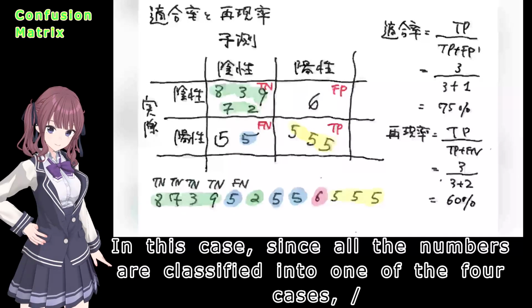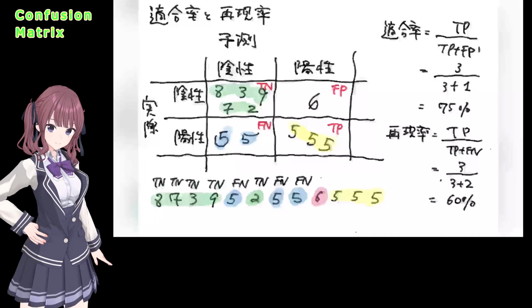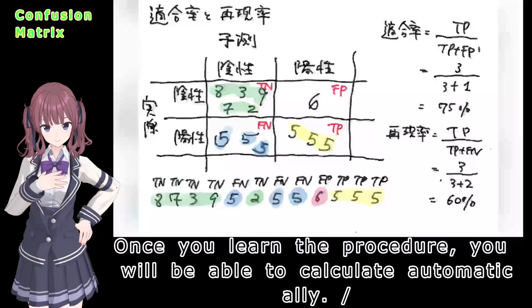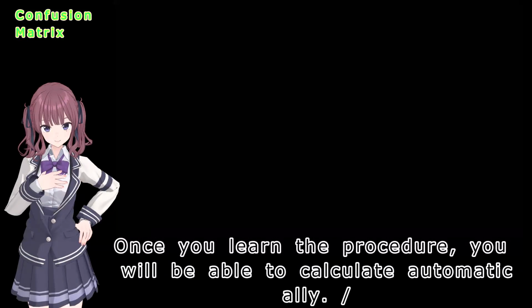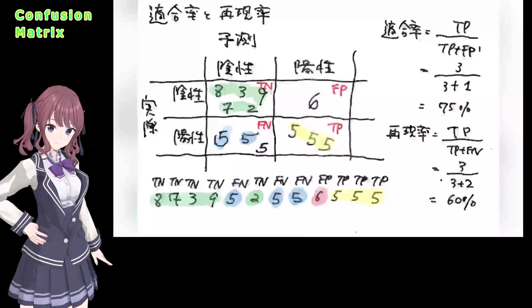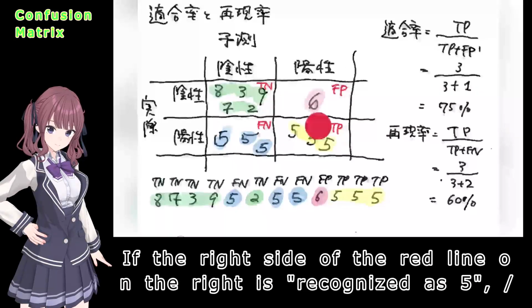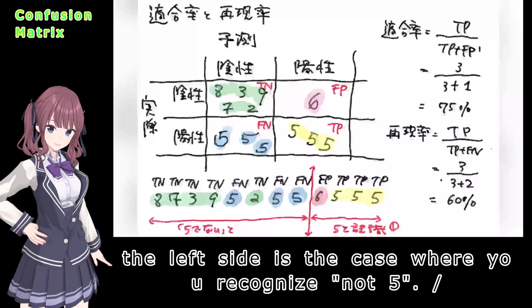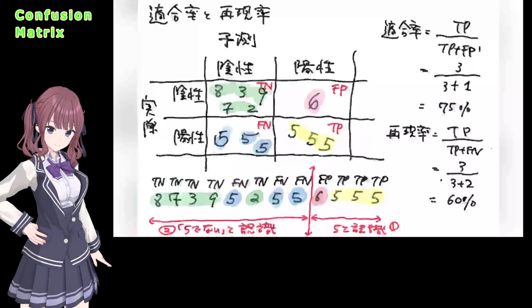In this case, since all the numbers are classified into one of the 4 cases, once you learn the procedure, you will be able to calculate automatically. If the right side of the red line on the right is recognized as 5, the left side is the case where you recognize not 5.